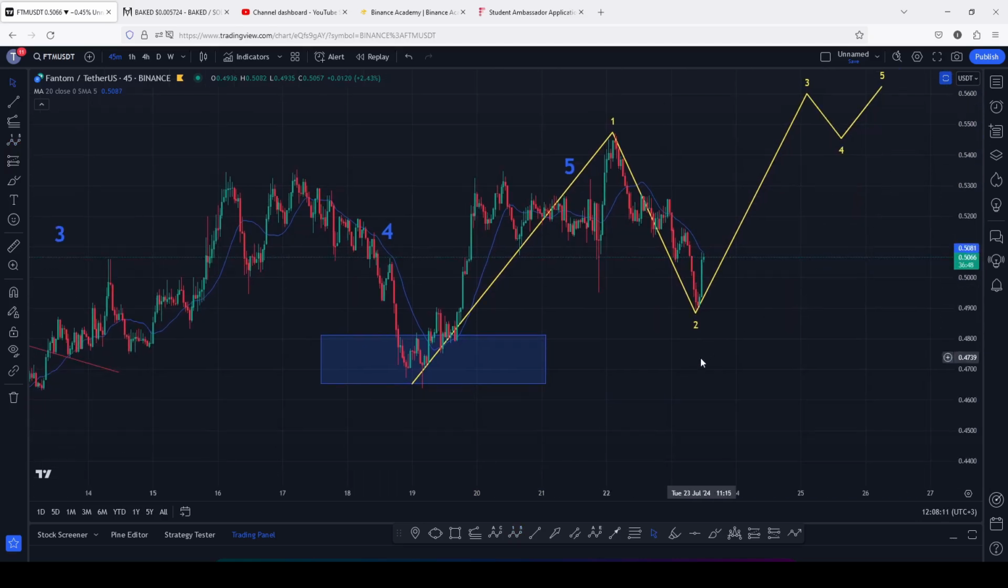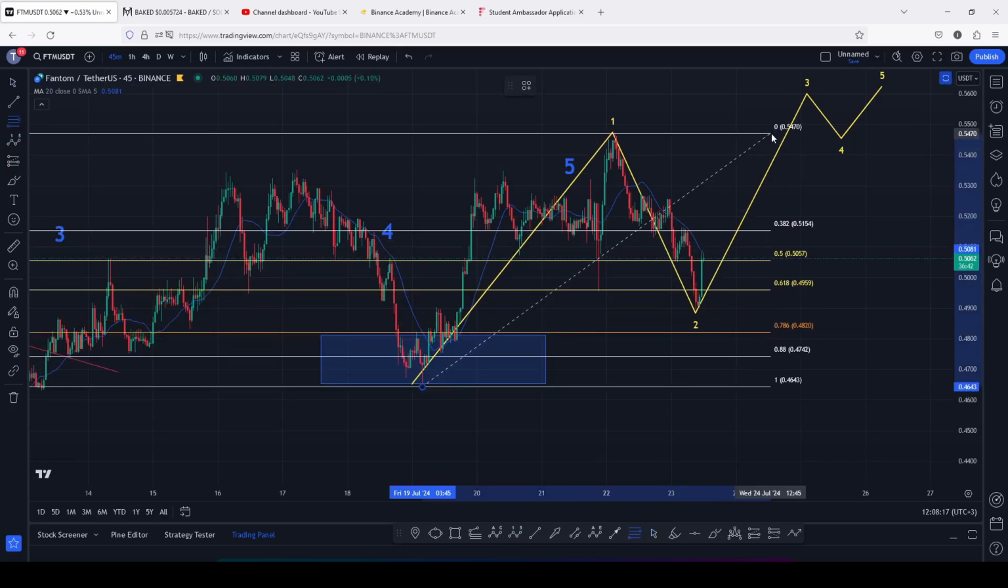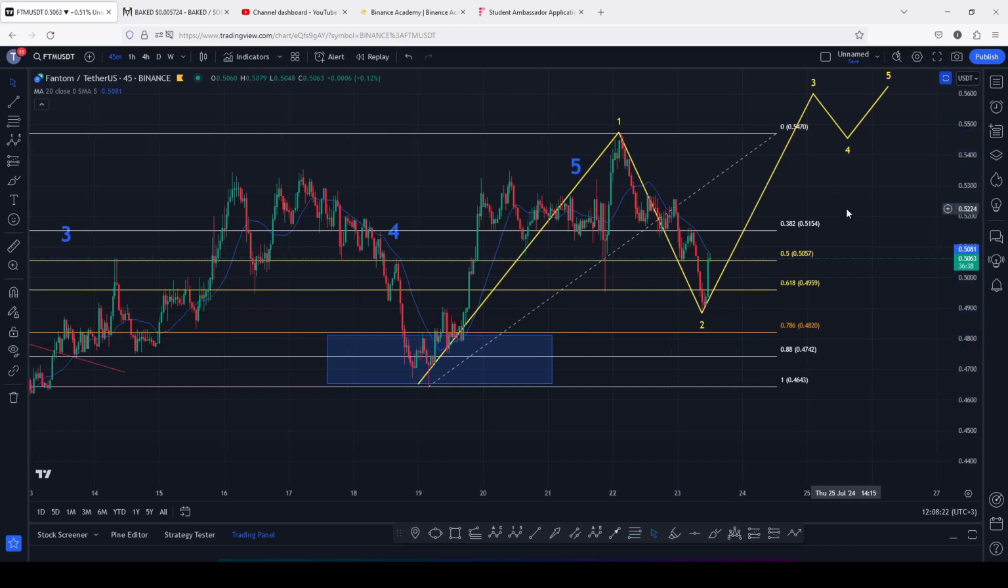And using the Fibonacci, connecting the fibs from the low of the first wave down there to the high for that Elliot wave count 1, we can get a minimum target area for the second wave between the fib level 0.5 and the fib level 0.618, which perfectly lies between the 0.5057 and the 0.4959, which is an area that we have now fully maximized.